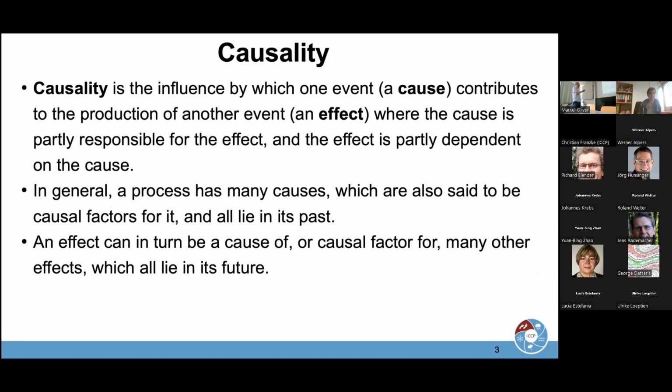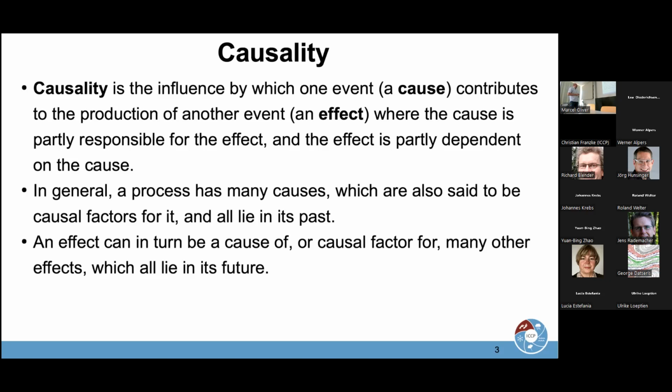Maybe this might be something very basic. That's of course what we want to understand, the influence by which one event or process, usually called the cause, contributes to the production or emergence of some other event or process, the effect. But this cause is at least partly responsible. So of course we usually deal with very complex systems. There might be many different causes which interact, but we typically want to identify at least some fundamental causes of some effects, and the effect is partly dependent on the cause. So that's what we basically want to identify, and that might then lead us to better understand this complex system, say the climate system, which might then allow us to make more skillful predictions.